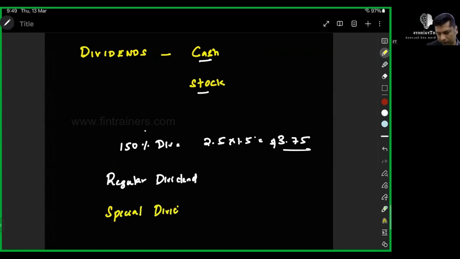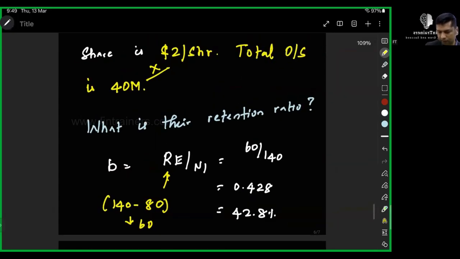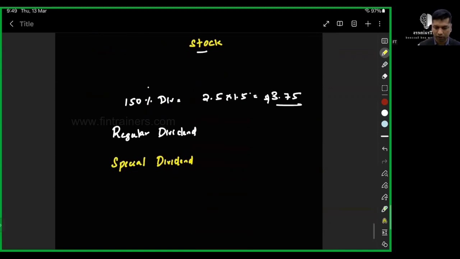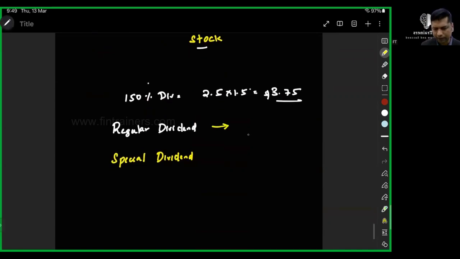So we said this company is paying how much? 57% roughly. If I have $100, they are going to give out $57. That is their payout ratio. If the retention ratio is 42.8, the payout ratio is 1 minus that, 57.2, right? That is what you expect. That's your regular dividend, and this is going to be consistent.